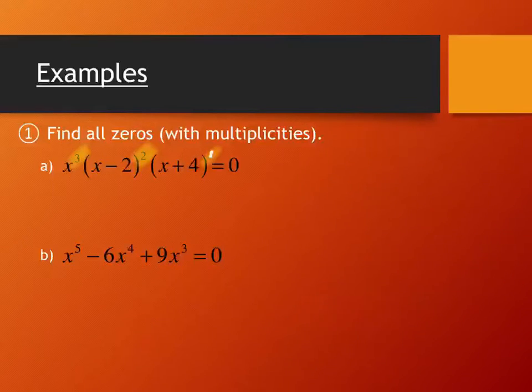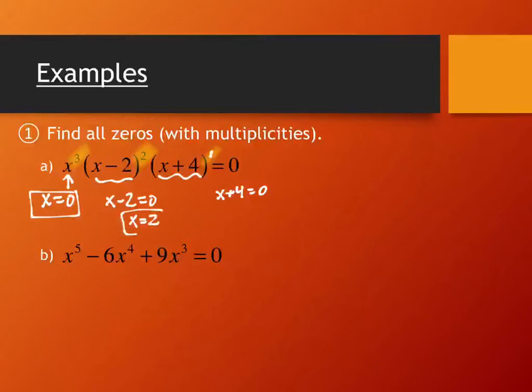Now, ignoring the exponents, you can actually find the zeros. Namely, if you take x and set it equal to 0, x minus 2 and set it equal to 0, and x plus 4 and set it equal to 0, these are the zeros. So the x equals 0 is already solved. What do I get for x minus 2? What's x? 2. And what do I get for x plus 4? Negative 4.